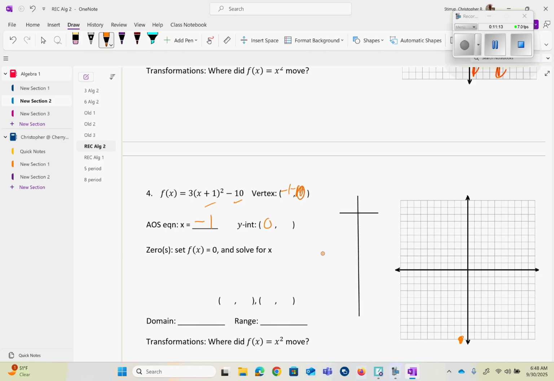Our y-intercept, we plug 0 in. 0 plus 1 is 1. 1 squared is 1. 1 times 3 is 3. 3 minus 10 is negative 7. And then we can go ahead and start pattern graphing.